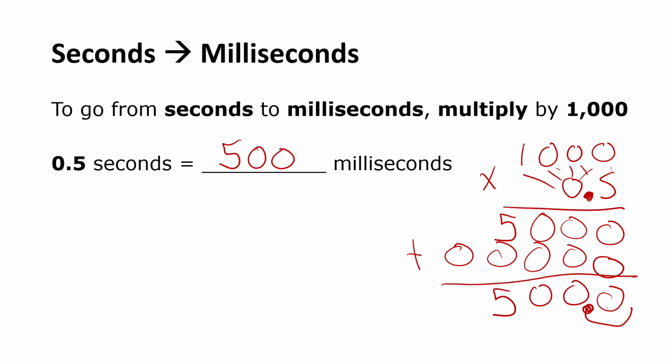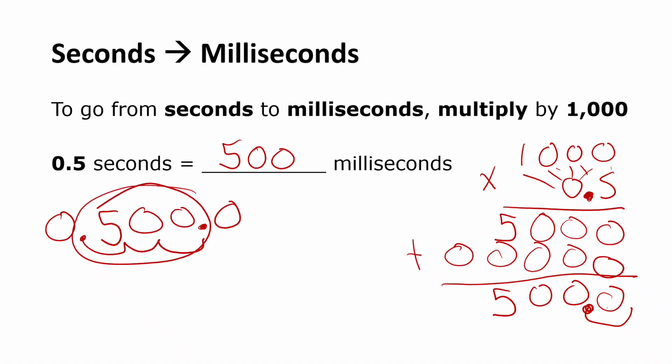So that's the long multiplication way. We can also just take 0.5 seconds and move the decimal place over 3 times. Put the decimal there, fill in our zeros, which again is 500.